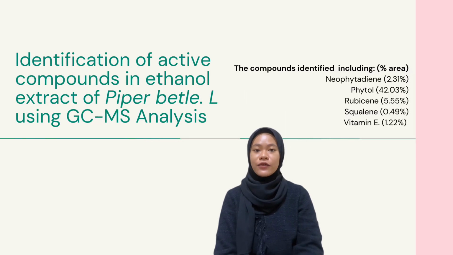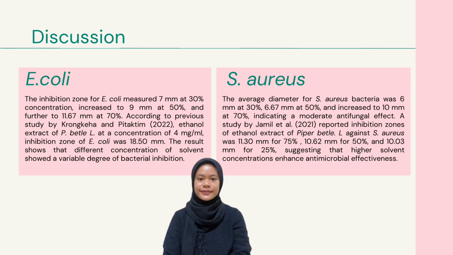The compounds identified by GCMS analysis, including the percent area, were neophytadiene, phytol, rubicin, squalene, and vitamin E. Discussion: for E. coli, the inhibition zone measured 7 mm at 30% concentration, increased to 9 mm at 50%, and further to 11.67 mm at 70%. According to a previous study, with ethanol extract of Piper betel at a concentration of 4 mg per ml, the inhibition zone of E. coli was 18.50 mm.